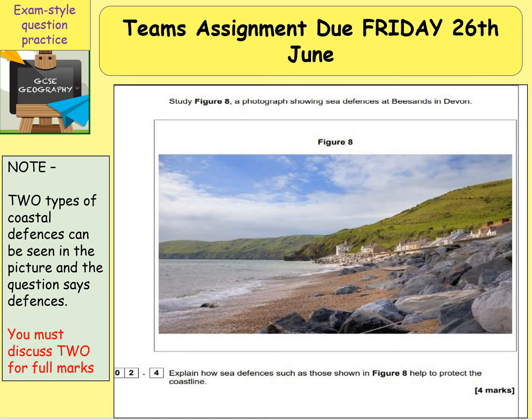Now this was study figure 8, a photograph showing the sea defences in Devon. You needed to explain how sea defences such as those in the figure help protect the coastline. This is a 4-mark question, so you need to get stuck straight in by referring to the figure and then have 2 distinct explanations of 2 features that you can actually see that are protecting the coastline.